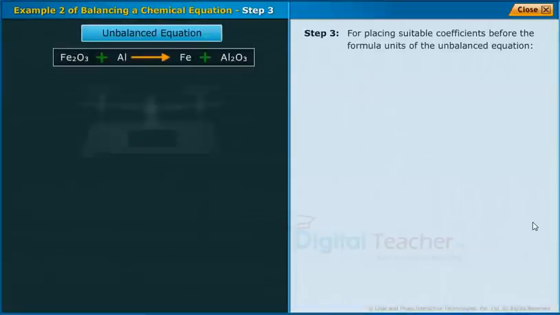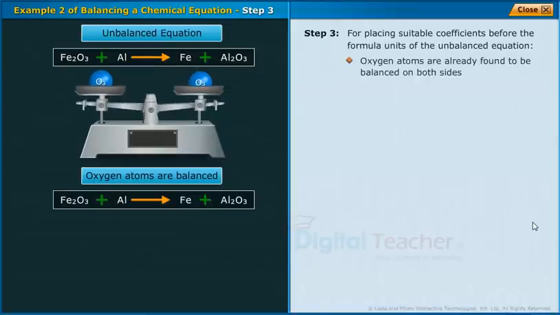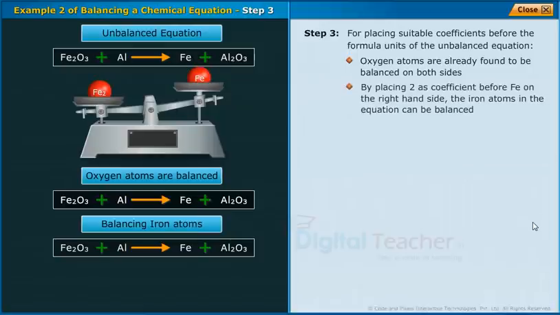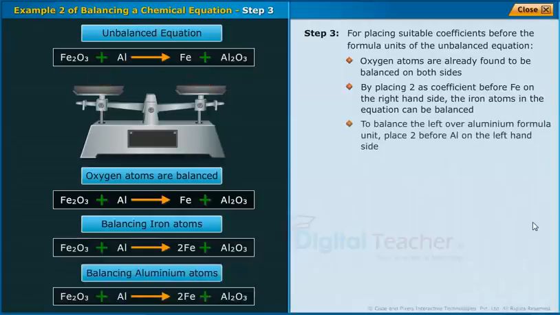Step 3. Place suitable coefficients before the formula units of the unbalanced equation. Oxygen atoms are already found to be balanced on both sides. By placing 2 as coefficient before Fe on the right hand side, the iron atoms in the equation can be balanced. To balance the leftover aluminium formula unit, place 2 before Al on the left hand side.